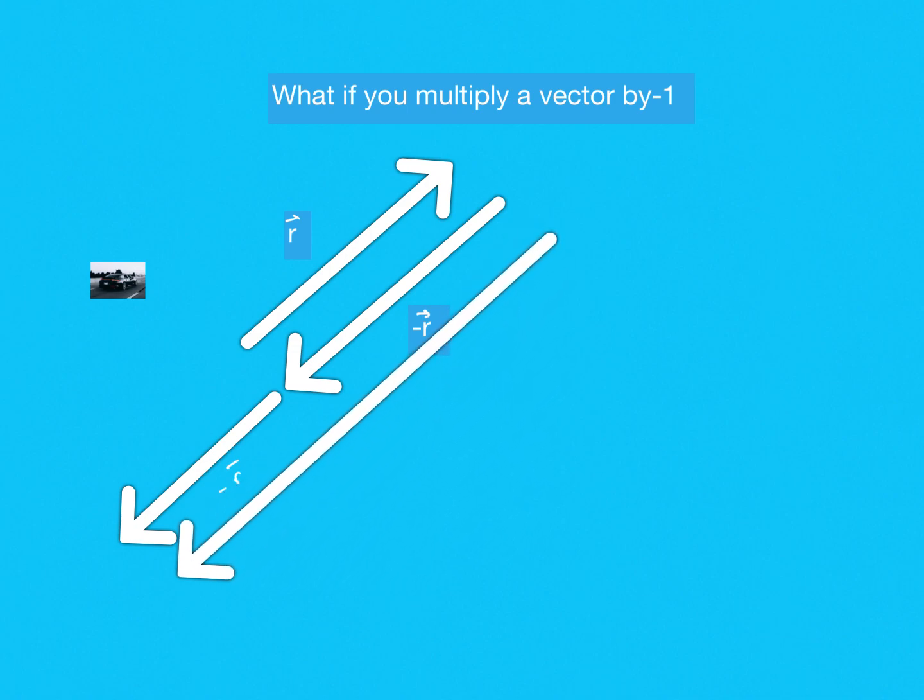This is the vector minus 2R. Minus 2R is the vector that has the same magnitude as the vector R, but in the opposite direction. Okay.